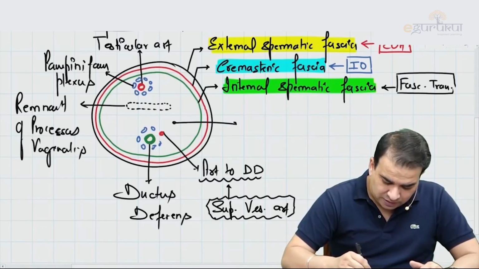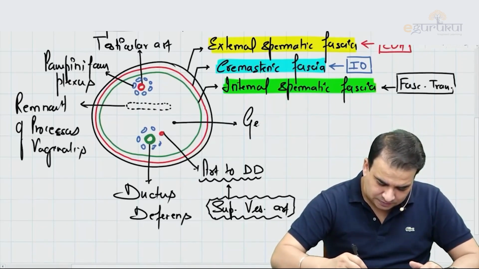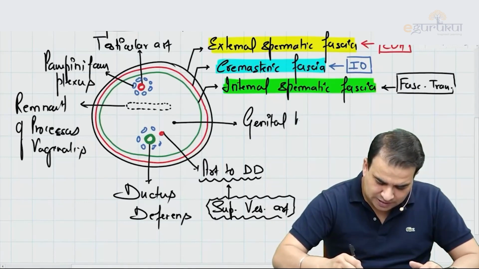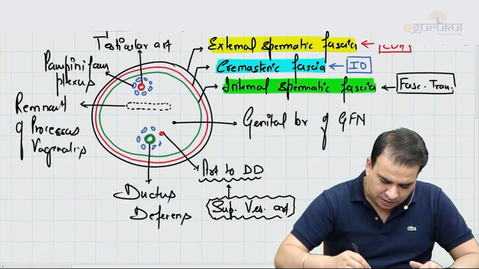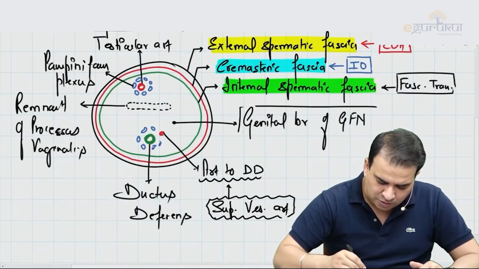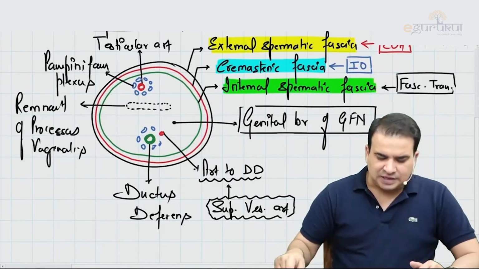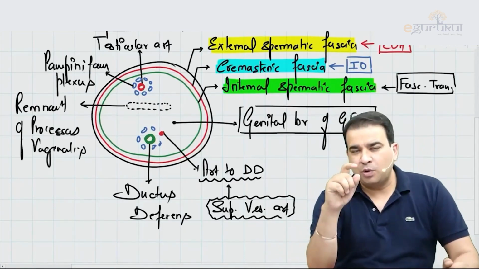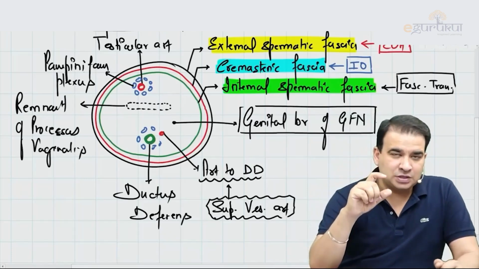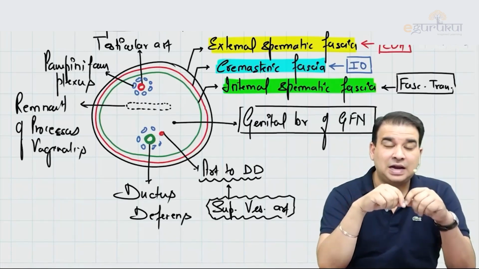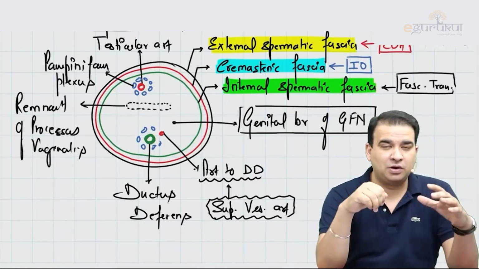The nerve seen inside here is the genital branch of the genitofemoral nerve. I hope you remember the genitofemoral nerve. We talked about it in the lumbar plexus. When we were talking about the lower limb, we saw the nerve which was supplying the roof of the femoral triangle. That was the femoral branch of the genitofemoral nerve.